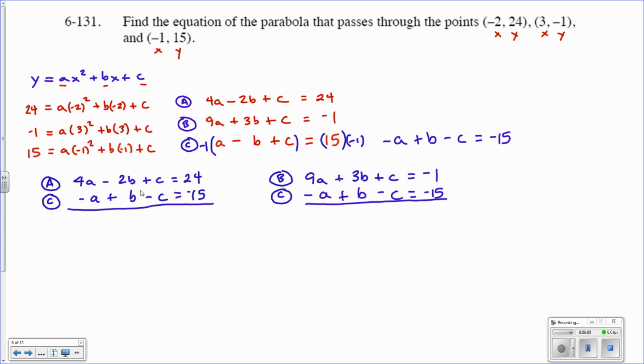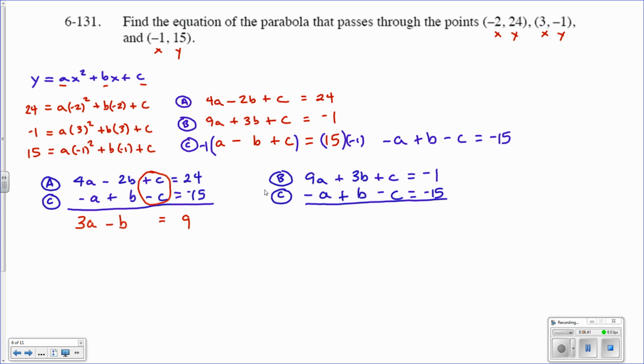Now just do your elimination on each of them. Please make sure that you're careful. This is where mistakes often happen too. So 4a plus negative a is 3a. Negative 2b plus b is going to be a negative b. We have more negatives than positives there. Our c's end up eliminating. That's a big 0. And this should equal 24 plus negative 15, which should be 9.